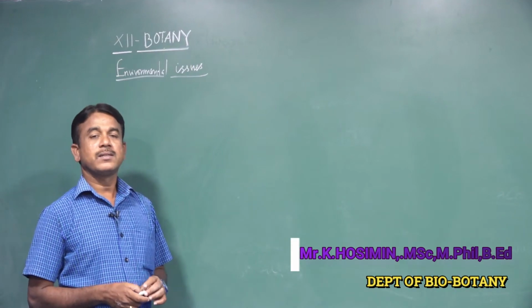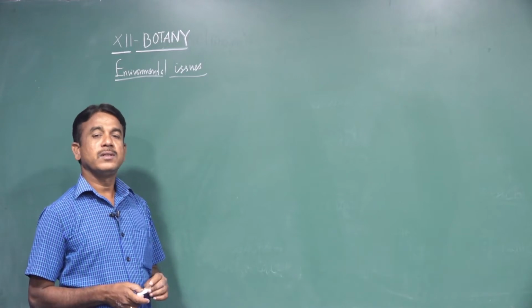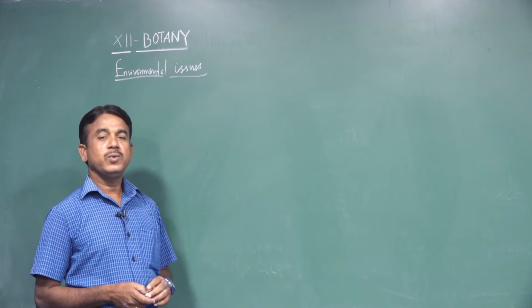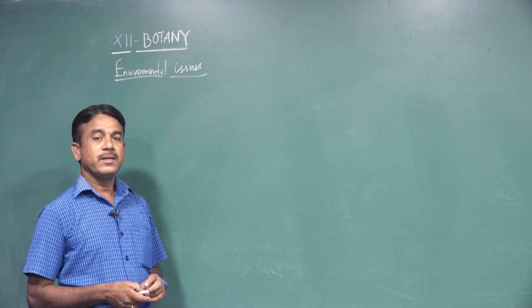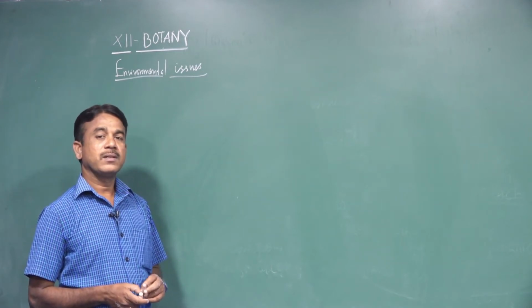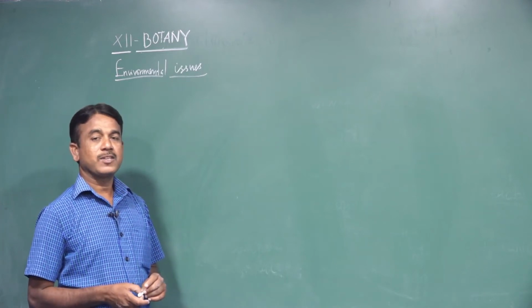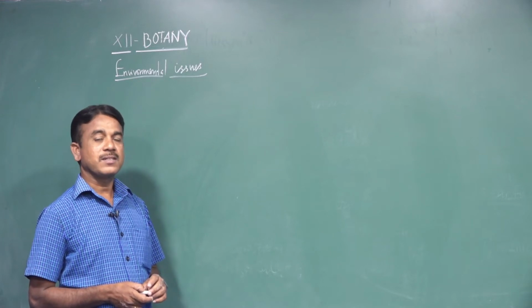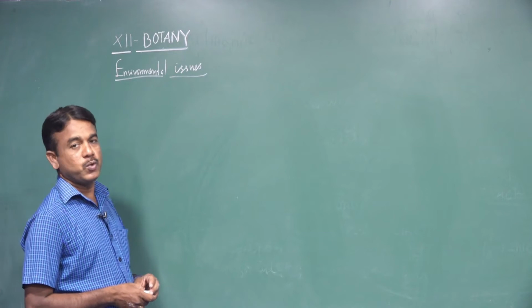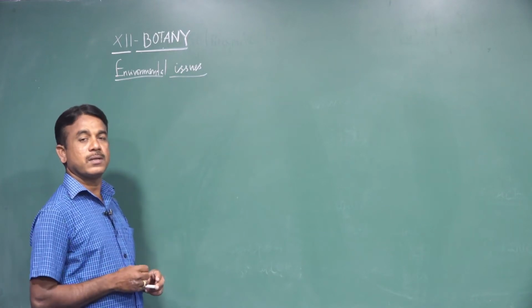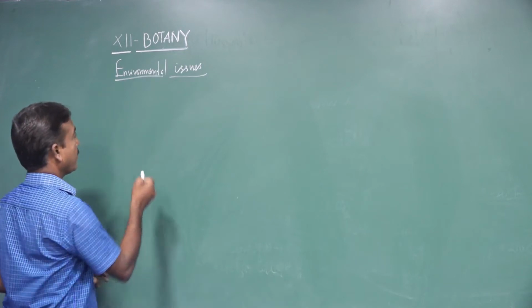The 12th class topic is environmental issues. In environmental issues, the last class discussed rainwater harvesting, then environmental impact assessments. Today, the topic we are going to discuss in environmental issues is commonly called biomonitoring.